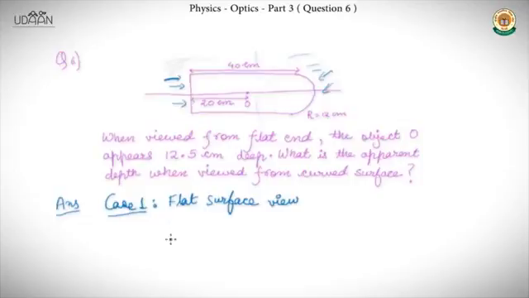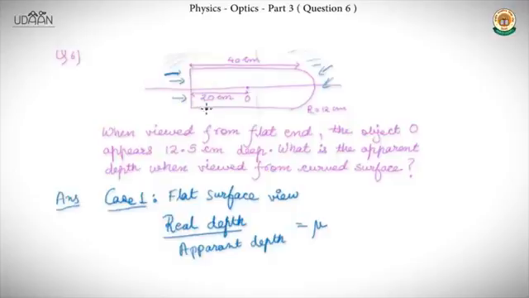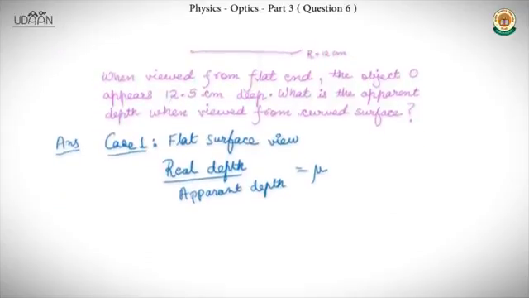Now, we know that real depth by apparent depth is equal to mu. From the question, the real depth is 20 centimeters and the apparent depth, that is the distance of the image of the object O, is 12.5 centimeters. So we get mu as 20 by 12.5, which is equal to 1.6. So we got the refractive index of the slab.